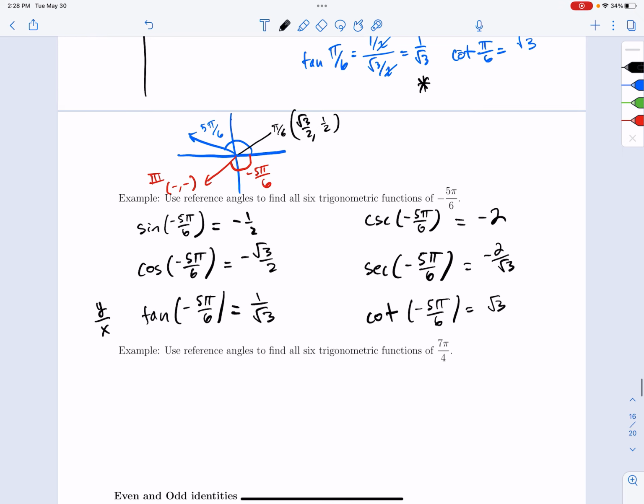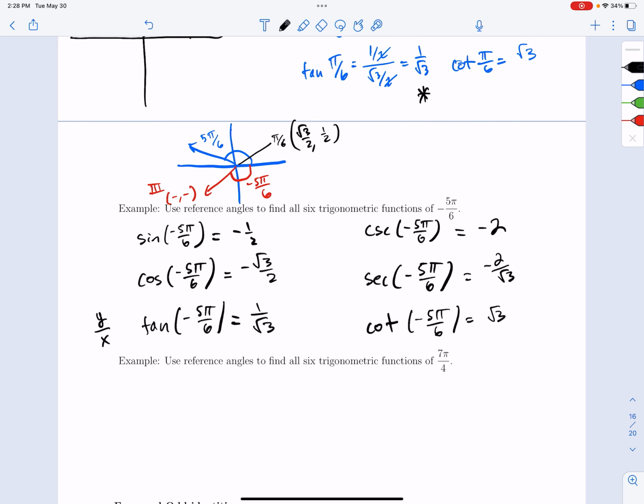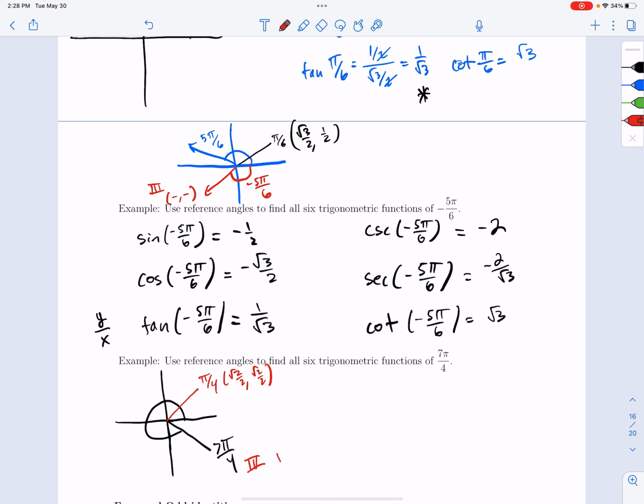All right. We have one last question here. Use reference angles to find the values of the 6 trig functions for 7 pi over 4. 7 pi over 4 is down here. The reference angle for that is pi over 4. And the coordinates for pi over 4 are root 2 over 2, comma, root 2 over 2. This is quadrant 4. 7 pi over 4 is in quadrant 4. The signs for the coordinates are positive, negative. So x is positive, y is negative.